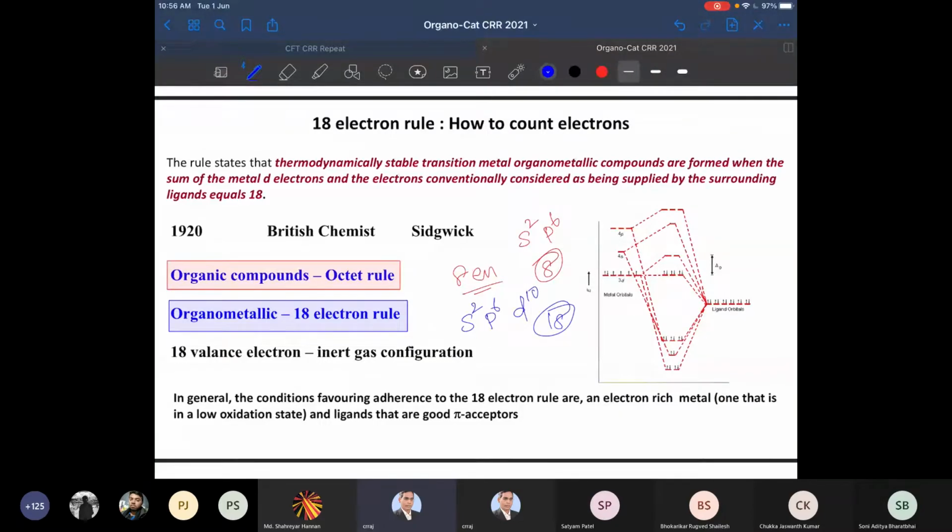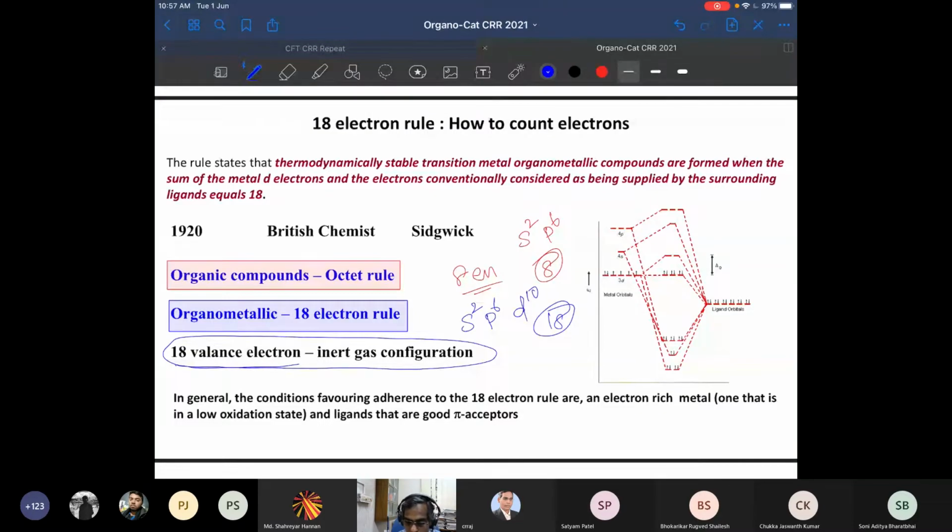The organometallic complexes which have 18 electrons are considered to be stable. But it is not a hard and fast rule that only 18 electron complexes will be stable. There are complexes which have 16 electrons, or sometimes 14 electrons, that also are stable. So basically, this is an inert electron configuration. The stability comes from there.